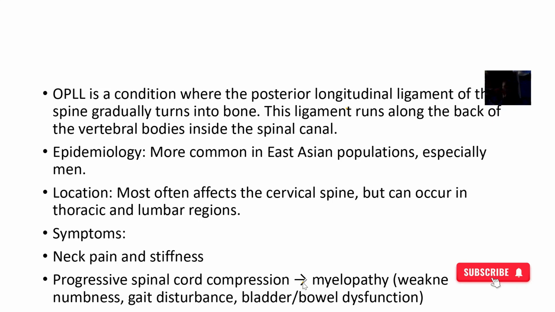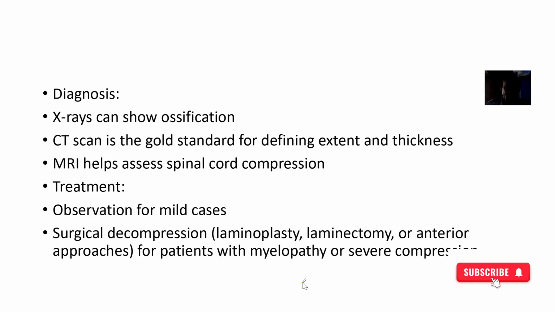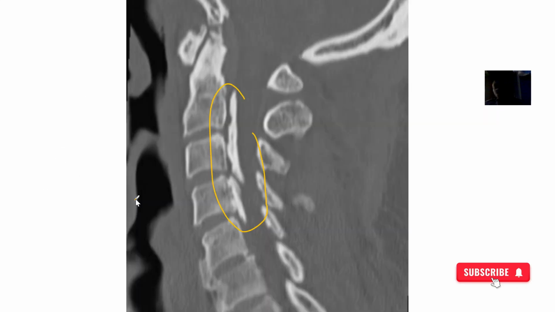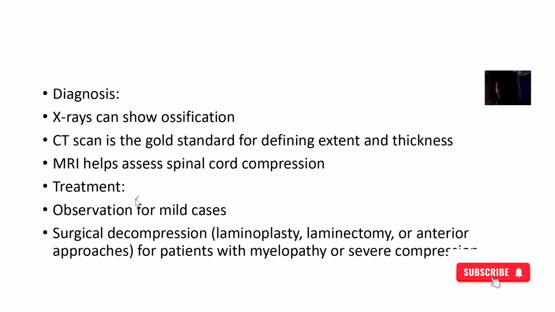Do you understand? Going down the spine, you hardly have issues like that, but it can also occur in the thoracic and also the lumbar regions. Okay. So symptoms: a lot of pain and stiffness, depending on the nerve, the section of the spinal cord that is compressed. Of course, for different sections you have different effects. All right. So diagnosis is X-rays to show the ossification, and just so you know, CT scan is always the gold standard. Then MRI can also assess the spinal cord compression.